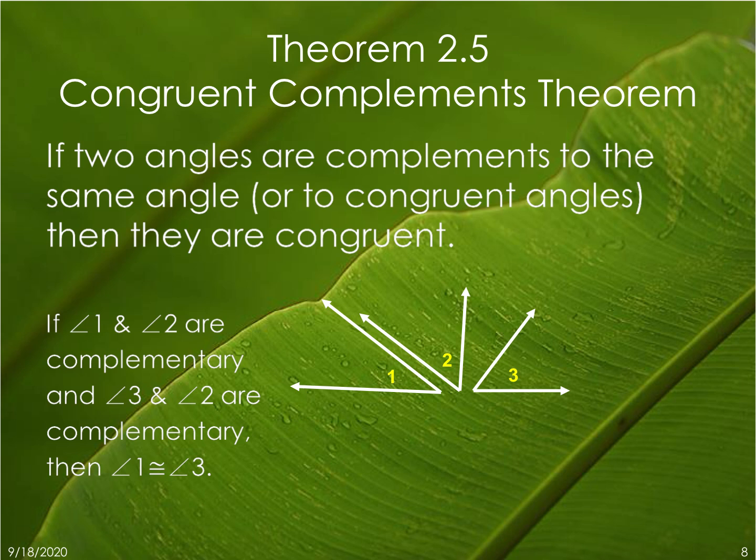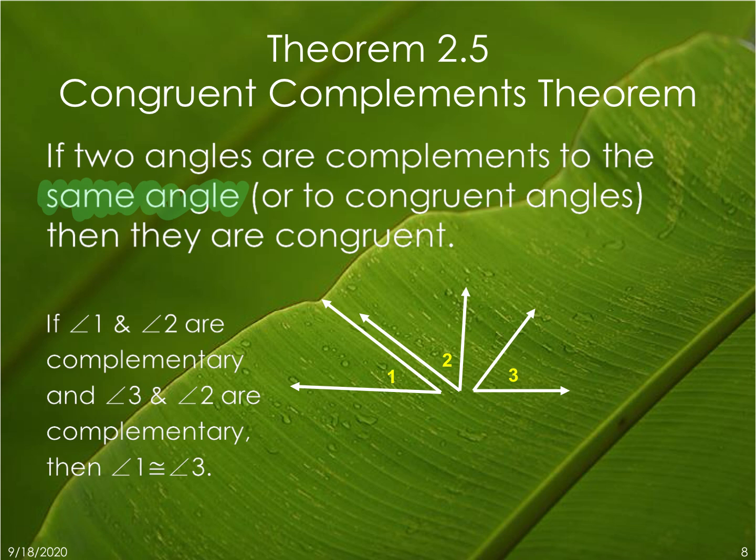Congruent complement theorem. So, same thing as before, except now we're dealing with complement. What's complement mean? 90 degrees. Good, 90-degree angles. So it's the same thing except I'm dealing with 90-degree angles. So congruent complements theorem: if two angles are complements to the same angle, okay, again, I'm dealing with the same angle, then they are congruent.